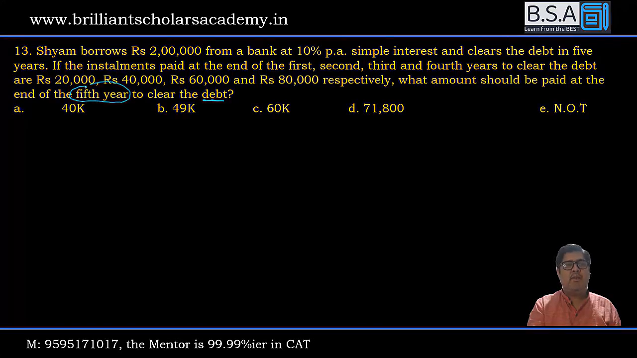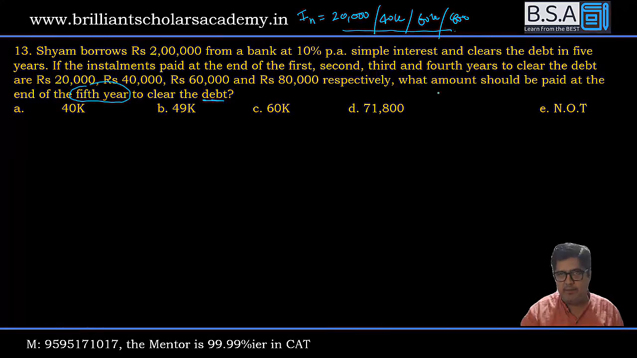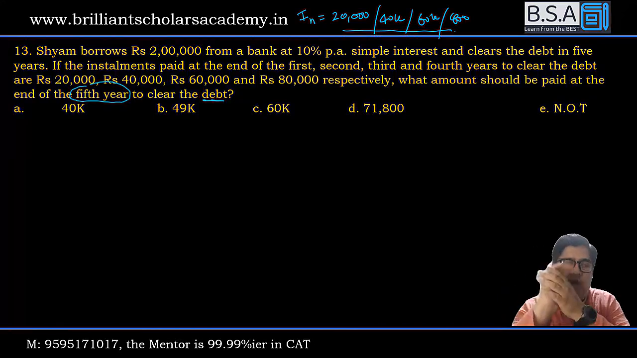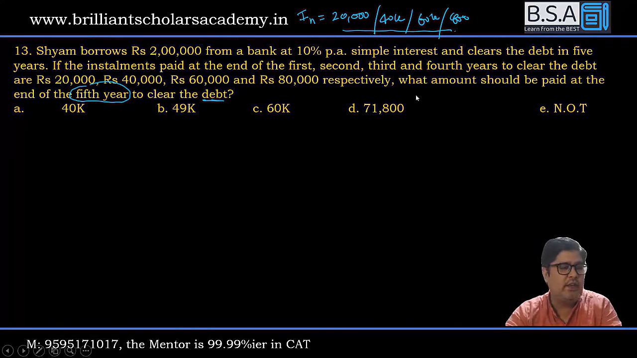So this is probably the first question where the installment value is changing every year. 20,000, 40,000, 60,000, 80,000. So installment value is changing every year. Now you decide what is better suited to your needs. The formula approach, it will work perfectly fine, or the reducing balance approach from which we derive the formula. What method are you more comfortable with?